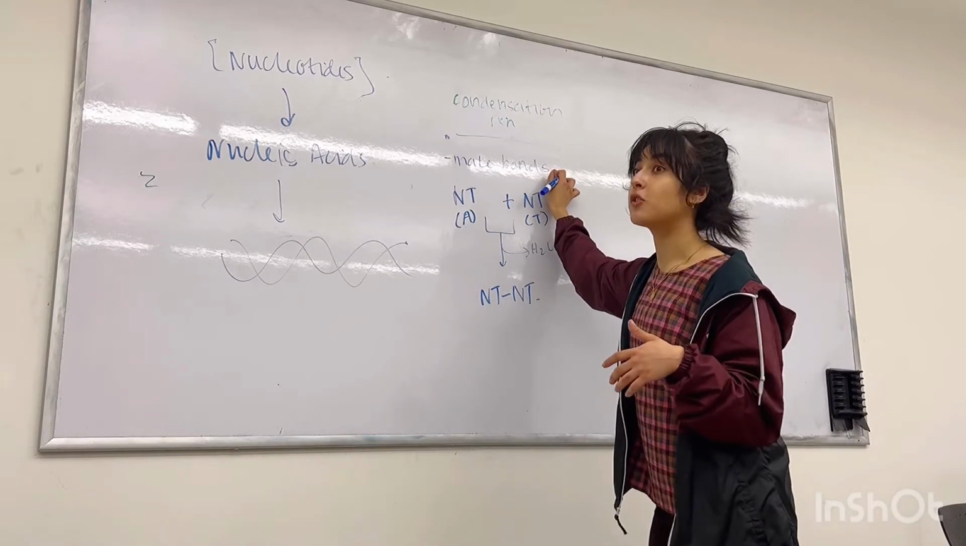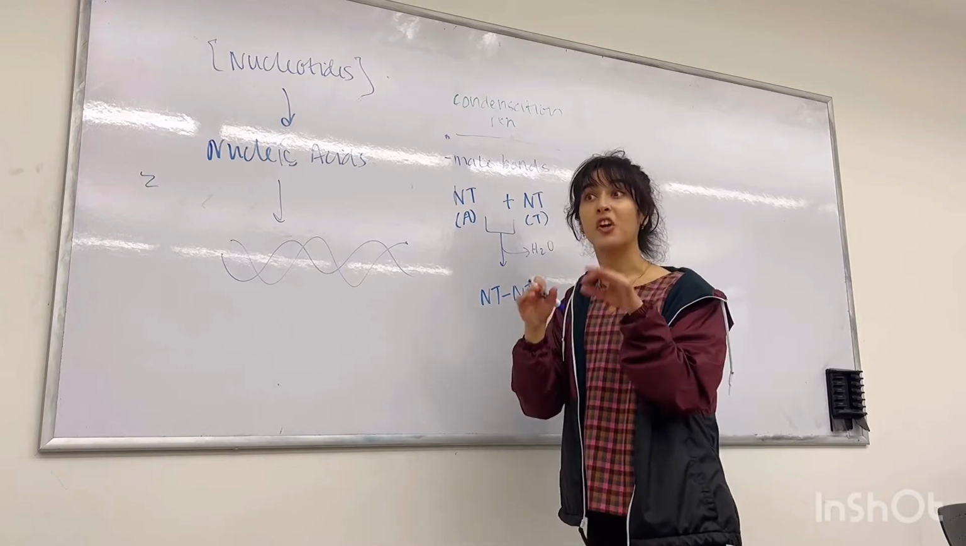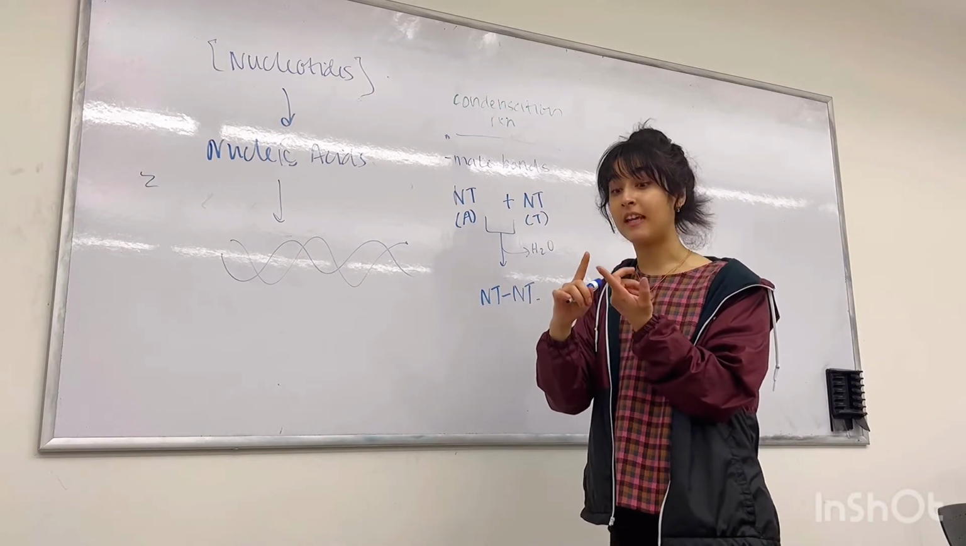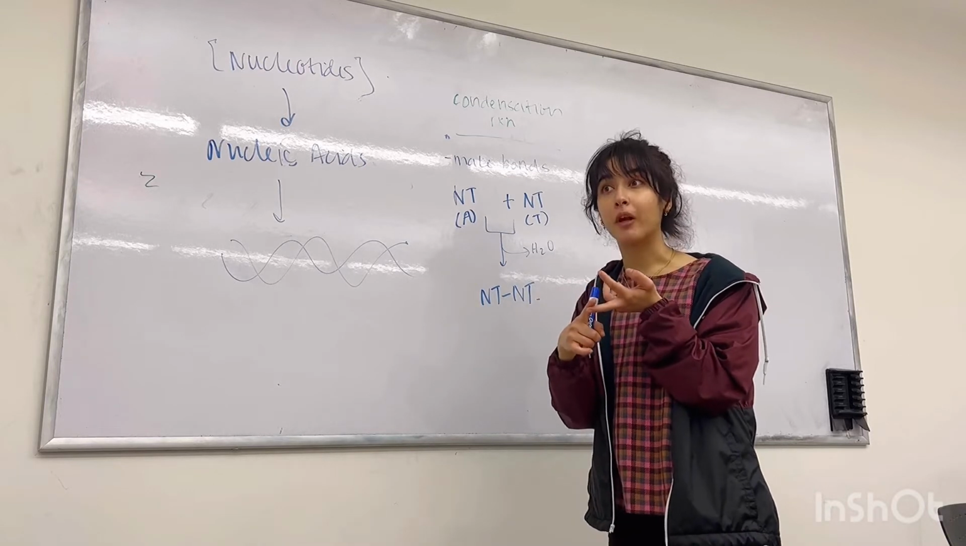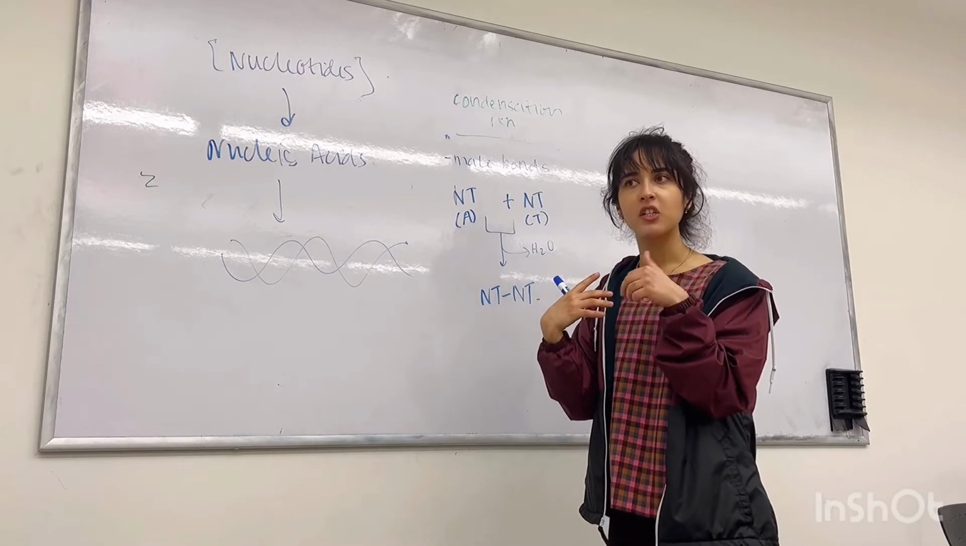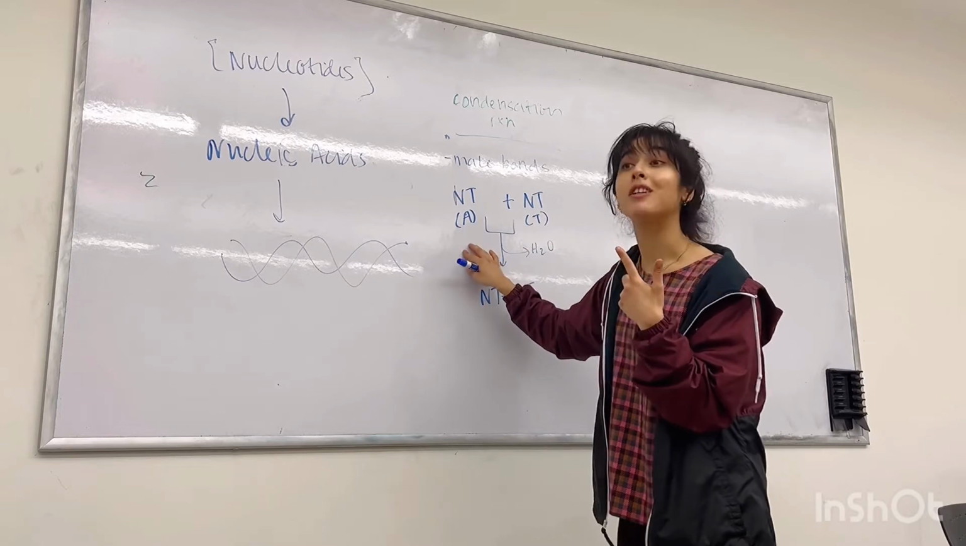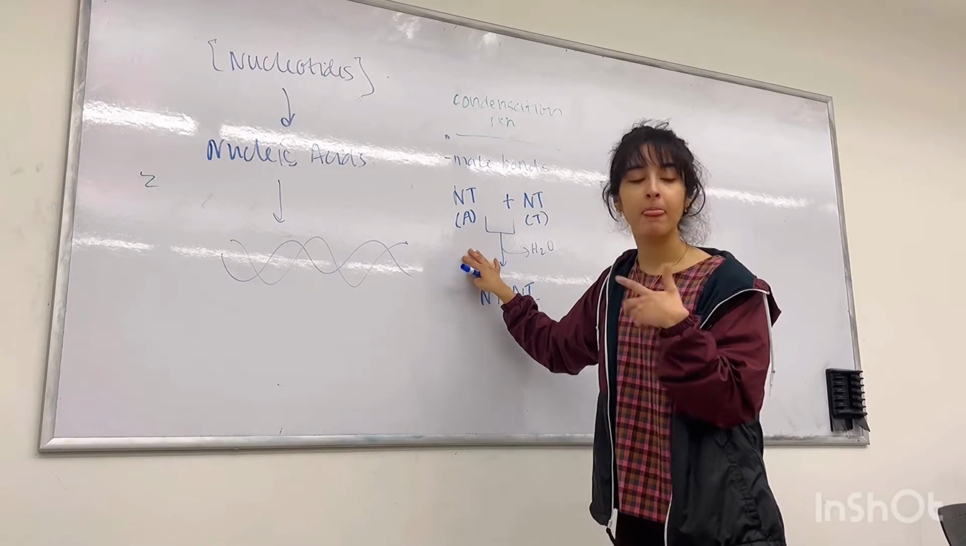You need to know condensation reactions. Listen, condensation reactions are everywhere. They're in nucleotides, they're in carbohydrates, they're in proteins, making every single bond. Glycosidic linkages, peptide linkages, these are phosphodiester linkages, okay?